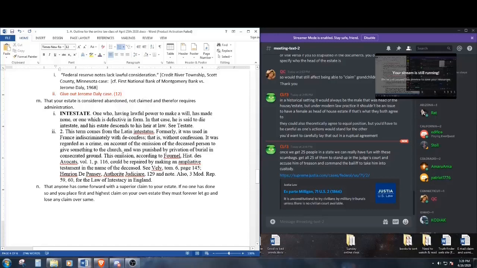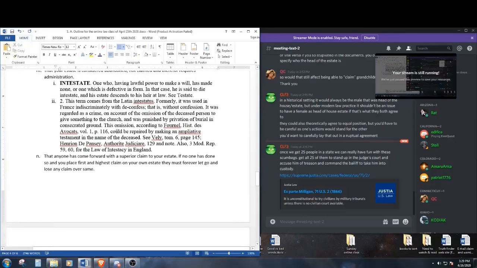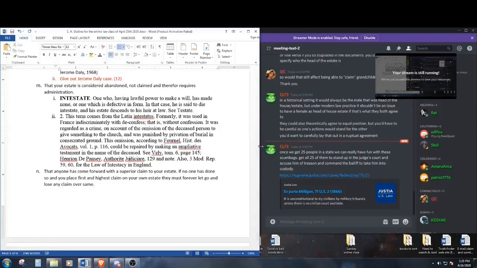Formerly it was used in France indiscriminately. It was regarded as a crime on account of the omission of the deceased person to give something to the church, and was punished by privation of burial in consecrated ground. Oh no, I don't get buried in consecrated ground. Boo-hoo, right? So anyway, notice that once you do your status docs, your estate is no longer intestate, because they're all a continuation of your will. Okay, so that's intestate.